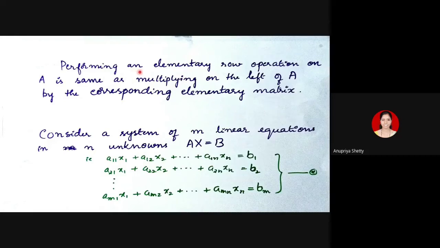Performing an elementary row operation on a given matrix A is the same as multiplying on the left of A by the corresponding elementary matrix. This has nothing to do with the lemma, but just keep this point in mind.